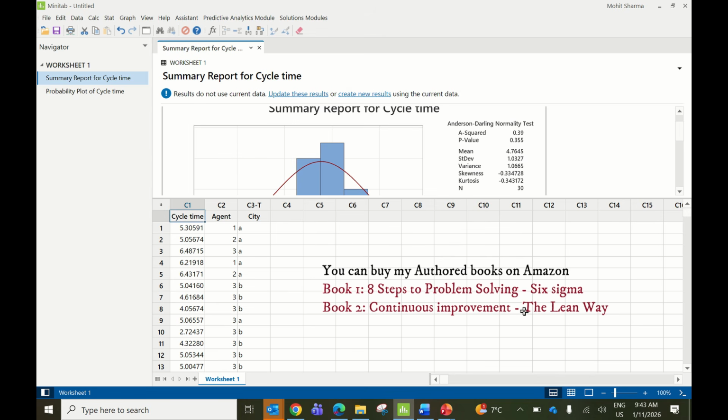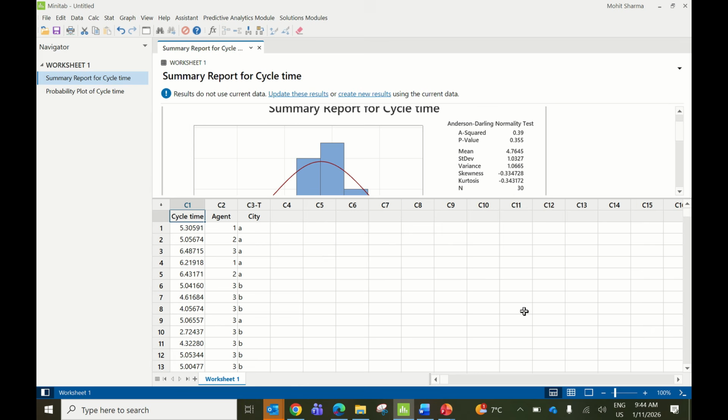This video provides a direct comparison between Copilot AI and Minitab, evaluating their respective capabilities in data analysis, interpretation, and result generation. So let's begin.